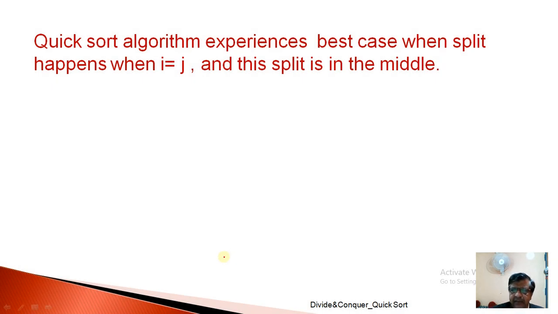We will analyze the complexity of quicksort. Quicksort algorithm experiences best case when split happens when I equals J, because number of comparisons happens to be only n. We will see that, and this split is in the middle. The split should happen exactly whenever I becomes equal to J, and split should happen in the middle.